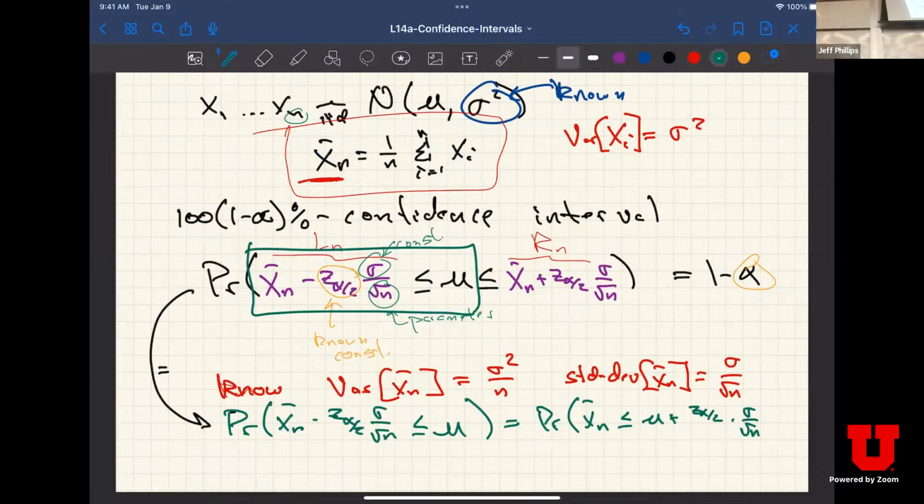Question? Yes, it's an estimator of mu, and in fact, it's an unbiased estimator.